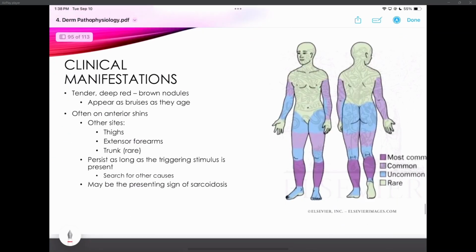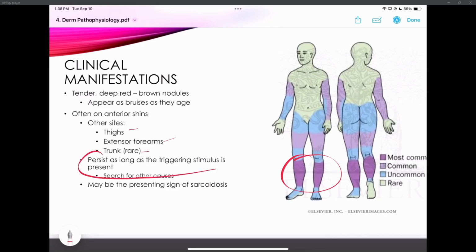Okay, presentations. Most common, anterior lower extremity. Other sites: thighs, extensor forearms, and the trunk, which is relatively rare. They will persist as long as that triggering stimulus is present. So again, going through your history, figure out what they were doing before this happened. What was going on?